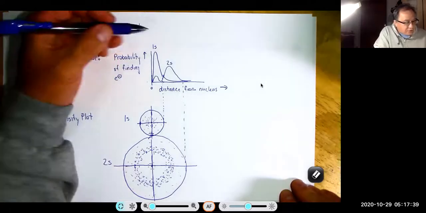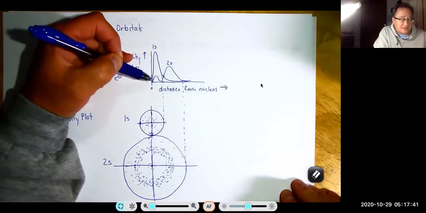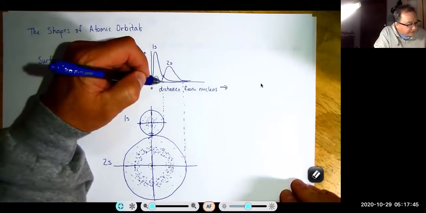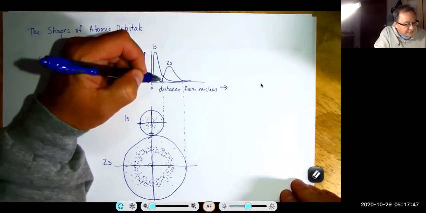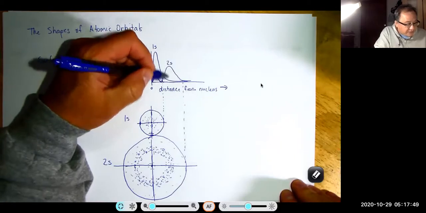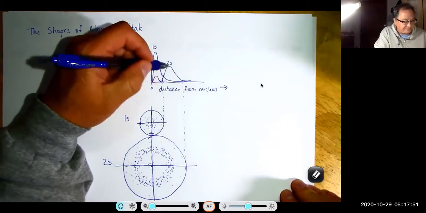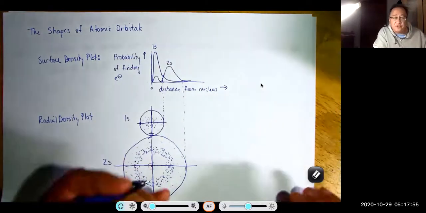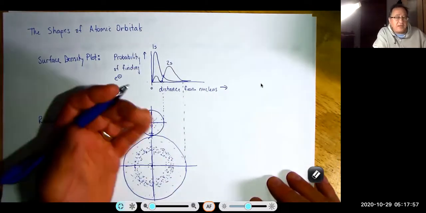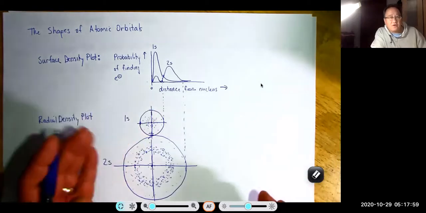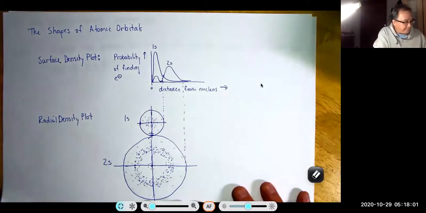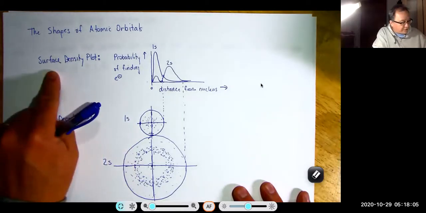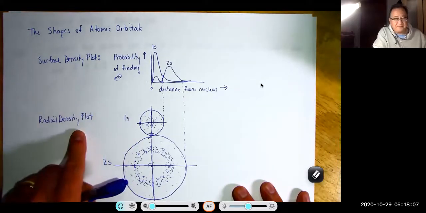What about a 2s electron? Turns out a 2s electron you can actually find here. This goes to 0 here. And then you can find a 2s electron somewhere like this distance from the nucleus. So you can see, based on the two peaks for the 2s orbital, it's more likely to be found farther from the nucleus. So this surface density plot can be turned into a radial density plot.